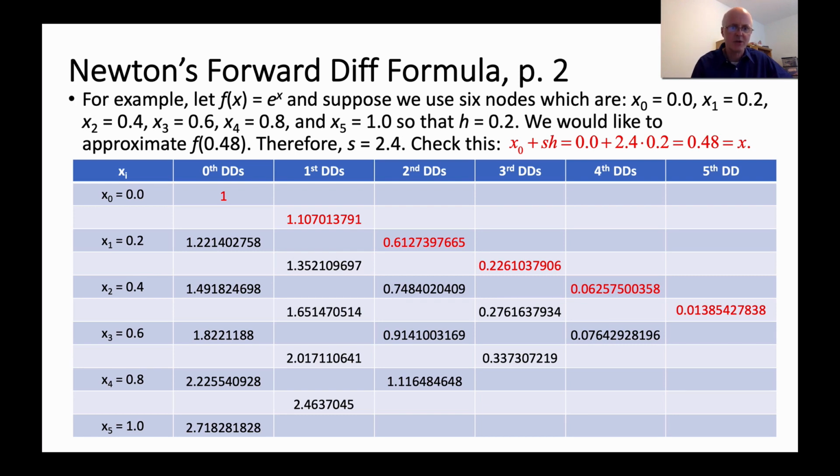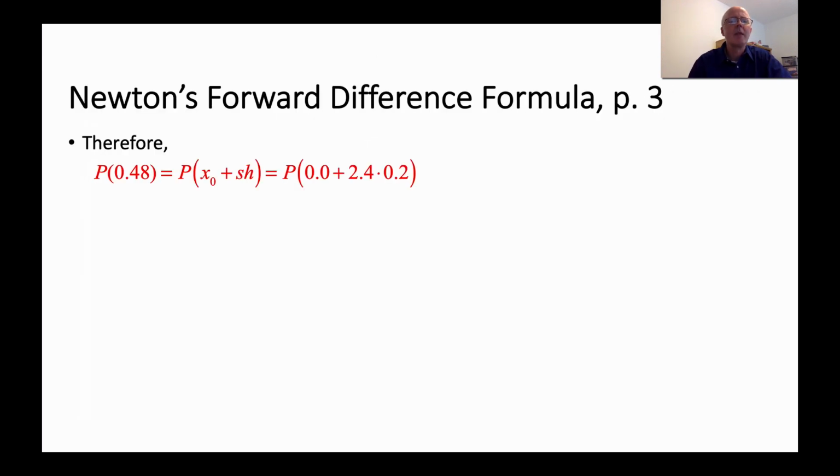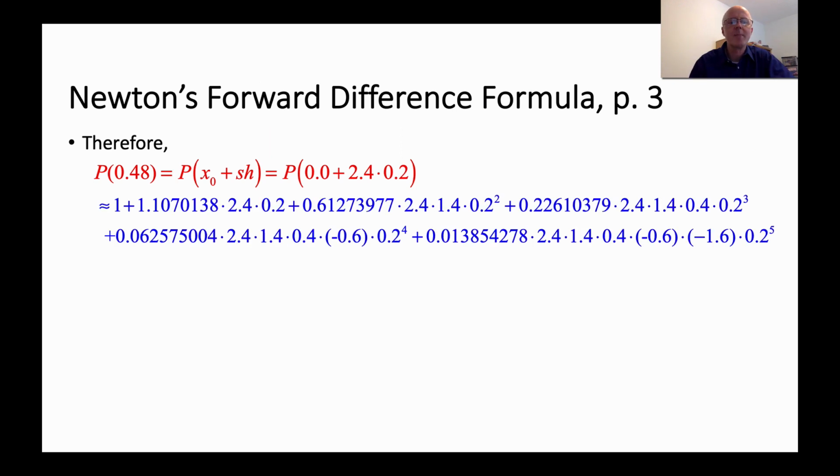Again, maybe you want to take a picture of that. We will look at a spreadsheet here soon to confirm these things as well. Therefore, let's go ahead and use Newton's forward divided difference formula. There's what you get when you plug the numbers in. Where do these numbers come from? The 1.10701338, the 0.61273977, the 0.226103779, the 0.062575, and the 0.01385. Those come from the table.